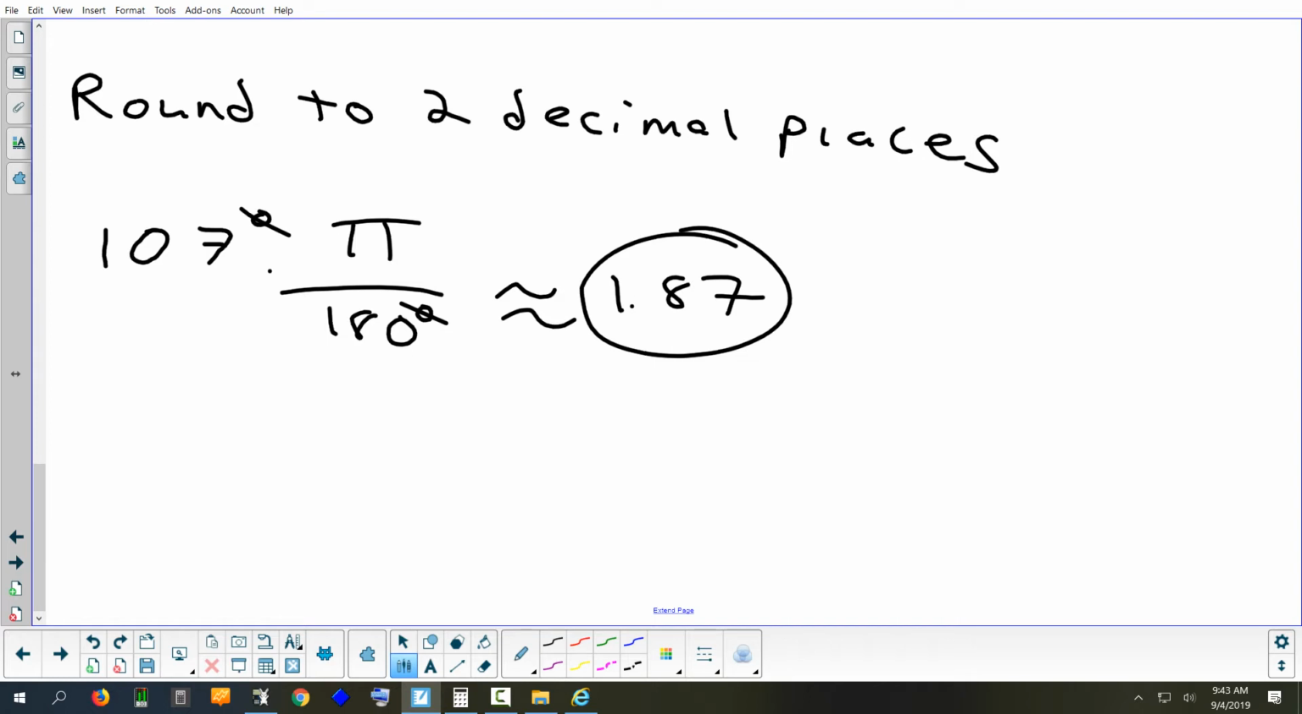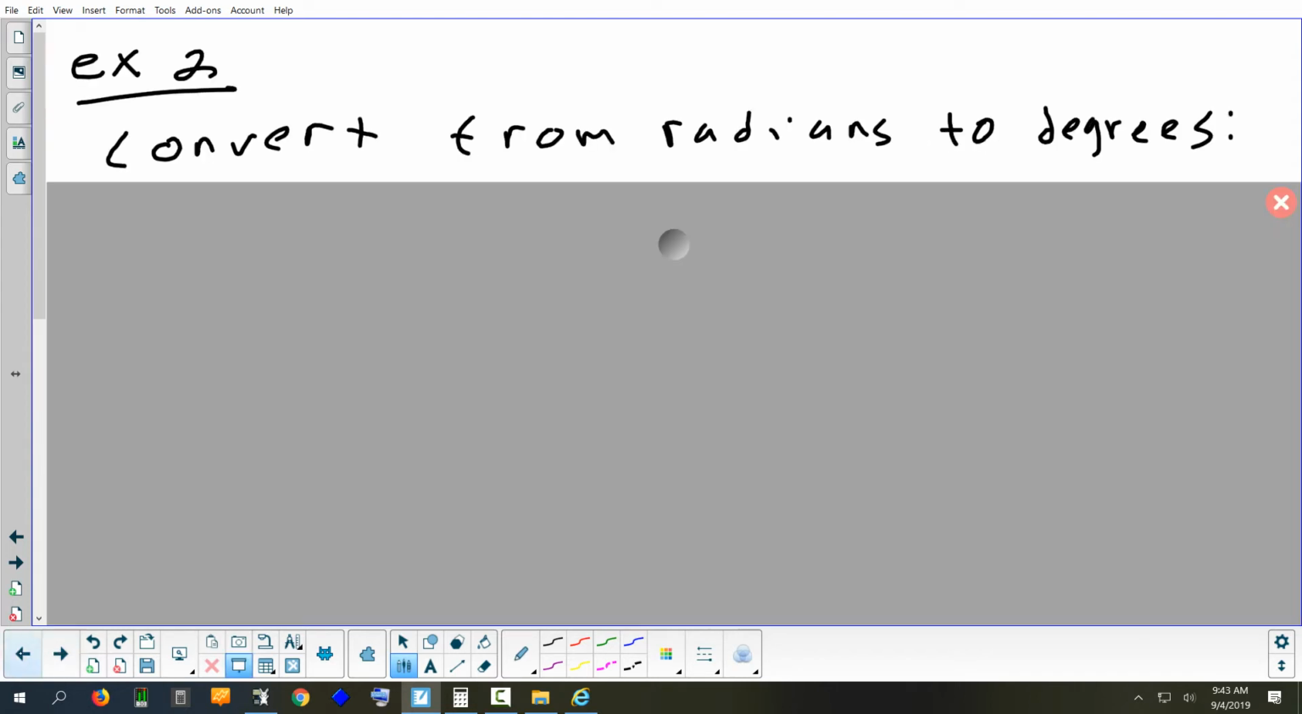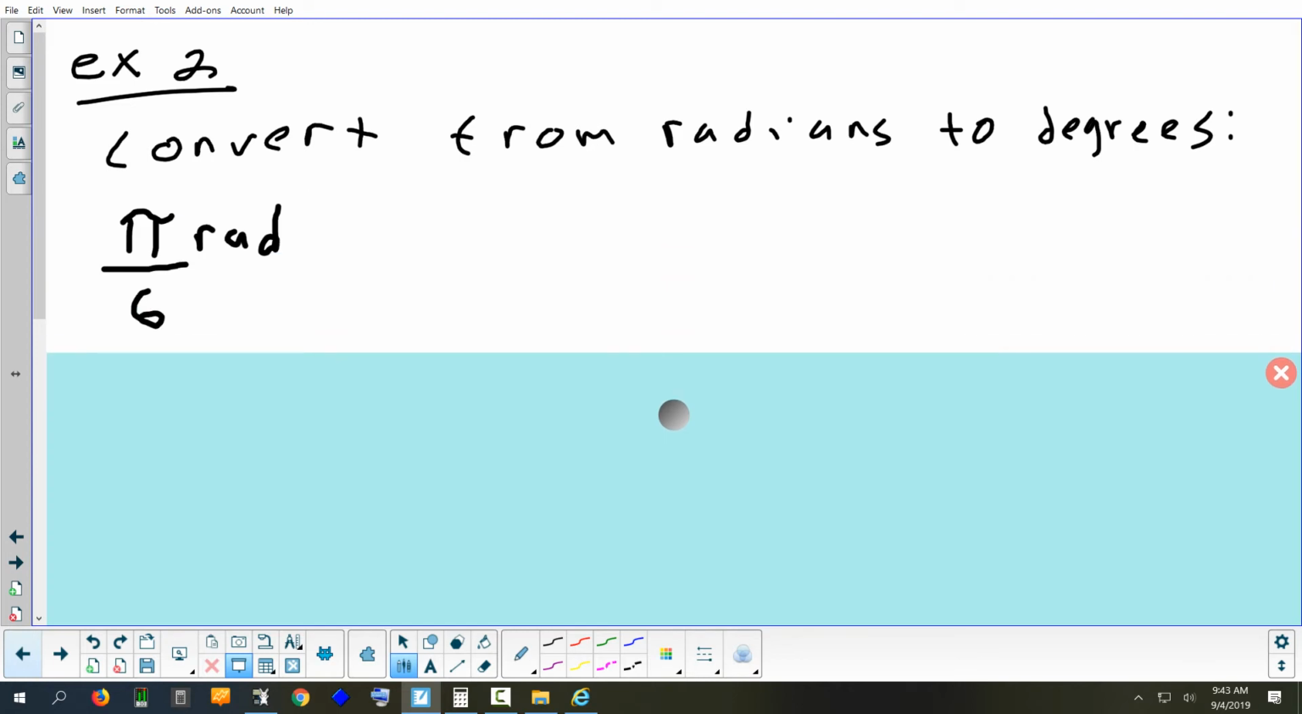Okay, so any questions on changing degrees to radians? Did a few exact, and then I did one with you doing it as a decimal. All right, so last thing, changing the other way. Now, I'll put RAD the first time, just like we did before, but eventually you have to get used to seeing it like that. Okay. But pi over 6 radians.